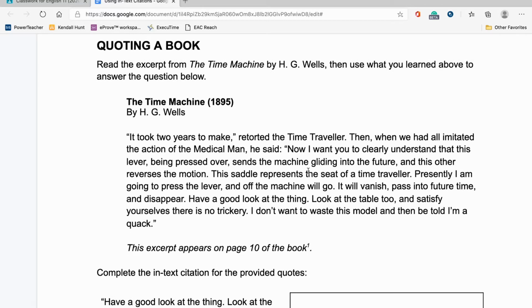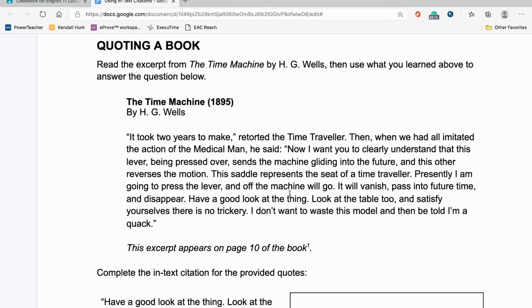Then, when we had all imitated the action of the medical man, he said, "Now, I want you to clearly understand that this lever being pressed over sends the machine gliding into the future, and this other reverses the motion. This saddle represents the seat of a time traveler. Presently, I am going to press the lever, and off the machine will go. It will vanish, pass into the future time, and disappear."